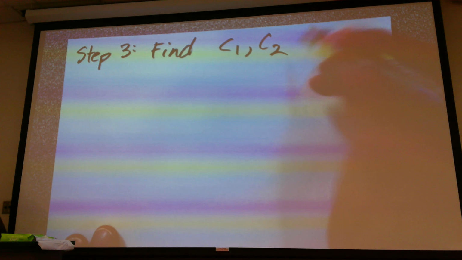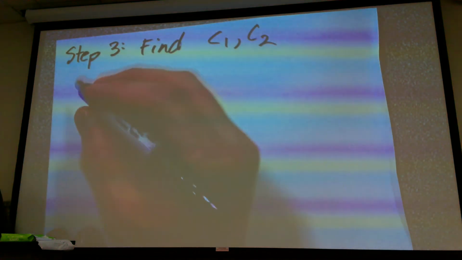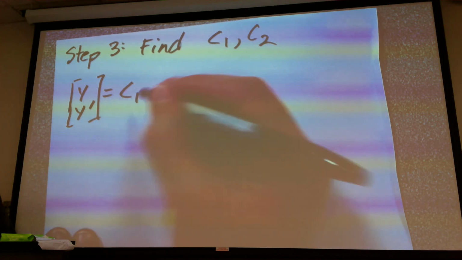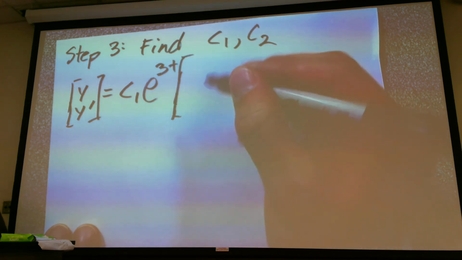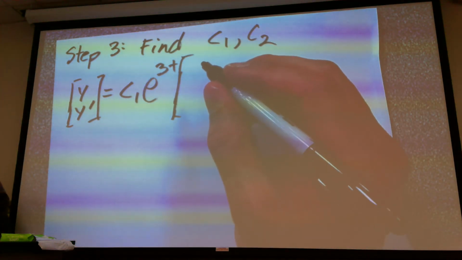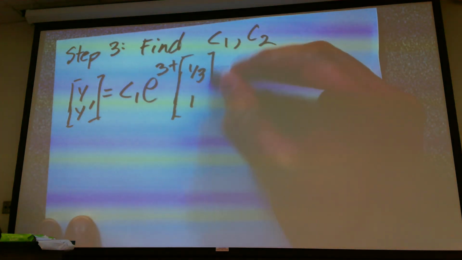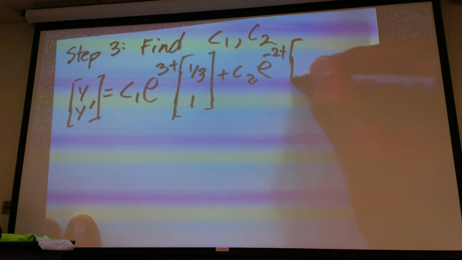We need to find C1 and C2. Okay, so what we have so far is that y prime is going to equal C1, and I picked 3 for the first one, e to the 3t, and then multiply by v1. Make sure you associate the correct vector with the correct eigenvalue. So that became (1/3, 1). Okay? Now plus C2, e to the minus 2t, now multiplied by (-1/2, 1).